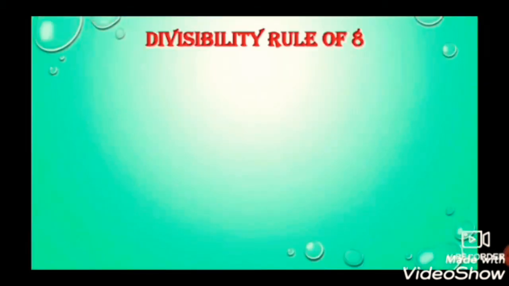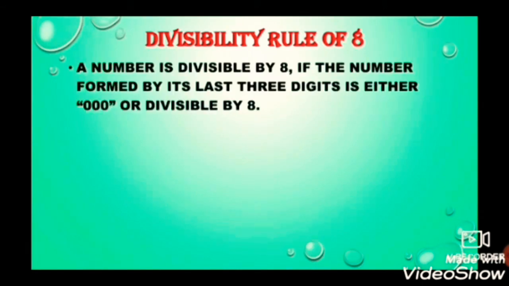Next, divisibility rule of 8. A number is divisible by 8 if the number formed by its last three digits is either 0, 0, 0 or divisible by 8. It is similar to the divisibility rule of 4. There, the last two digits are either 0, 0 or divisible by 4. Here, the last three digits are either 0, 0, 0 or divisible by 8.